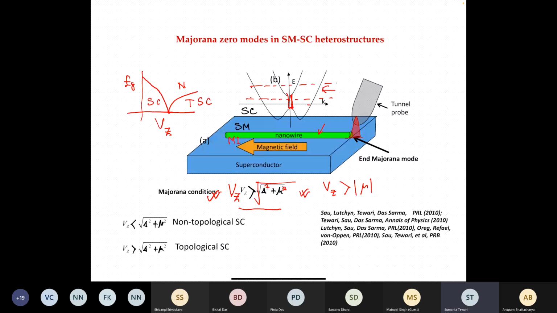This is Vz equal to square root of delta squared plus mu squared. This point, okay, and that's where the system has entered into this phase, where the chemical potential is in the gap created by the Zeeman field. Okay, and that's the topological superconductor.